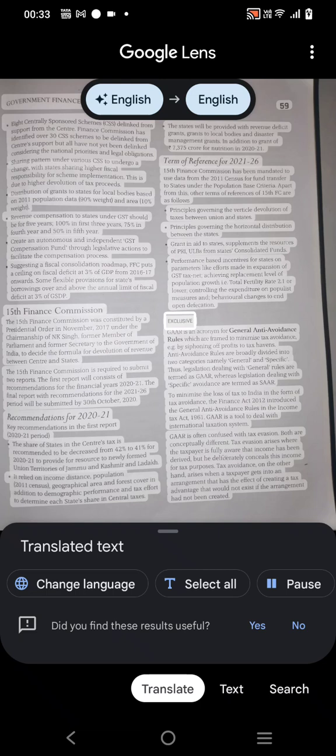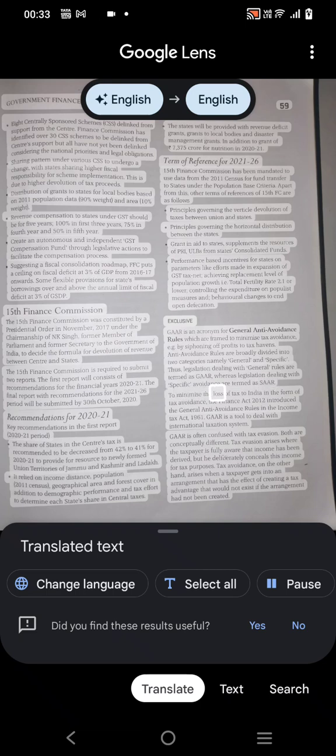GAR is an acronym for General Anti-Avoidance Rules, which are framed to minimize tax avoidance, e.g. by siphoning off profits to tax havens. Anti-avoidance rules are broadly divided into two categories, namely general and specific. Thus, legislation dealing with general rules are termed as GAR, whereas legislation dealing with specific avoidance are termed as SAR.